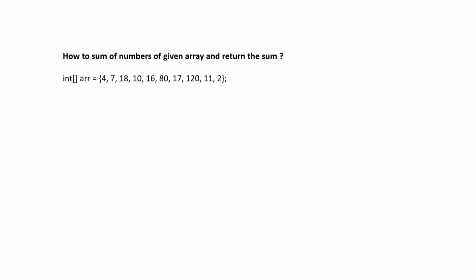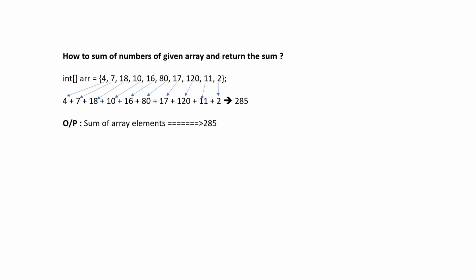How to sum up numbers? How to sum the numbers of a given array and return the sum? So we need to iterate all the elements, sum up all elements and return the result like this. Here we need to sum up all the elements, and 285 we need to return as a result.